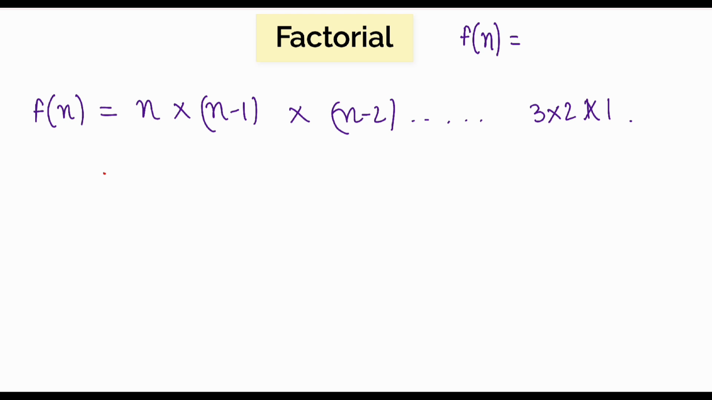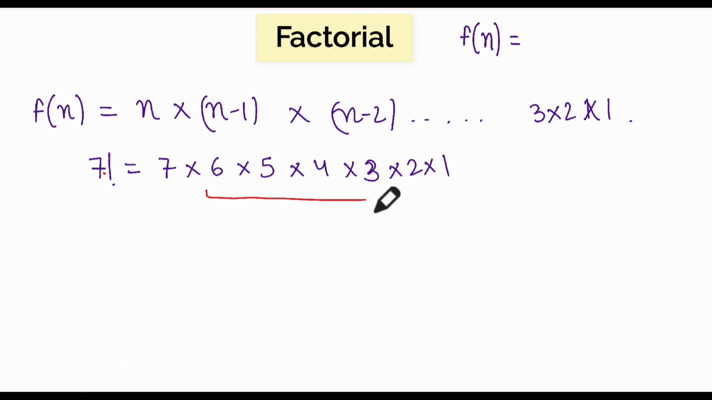If I tell you that, for example, the 7 factorial that we calculated was 7 into 6 into 5 into 4 into 3 into 2 into 1. Now, if I say that this particular part is 6 factorial, because what is 6 factorial? 6 into 5 into 4 into 3 into 2 into 1, right? So technically, how can I write 7 factorial? 7 factorial is equal to 7 into 6 factorial.